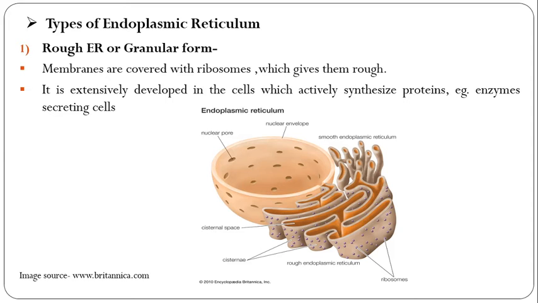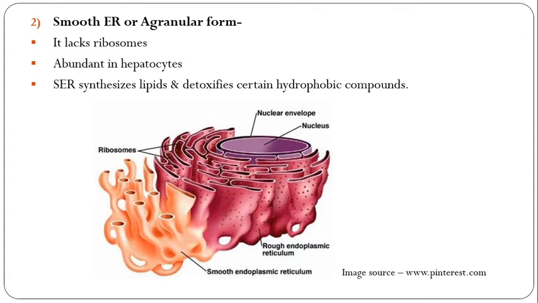The smooth endoplasmic reticulum lacks ribosomes and is abundant in hepatocytes, which means the liver. Smooth endoplasmic reticulum synthesizes lipids and detoxifies certain hydrophobic compounds. The synthesis of fatty acids and phospholipids takes place in the smooth endoplasmic reticulum.